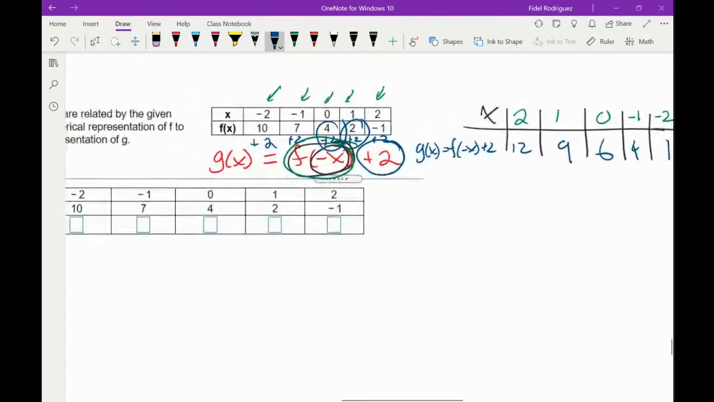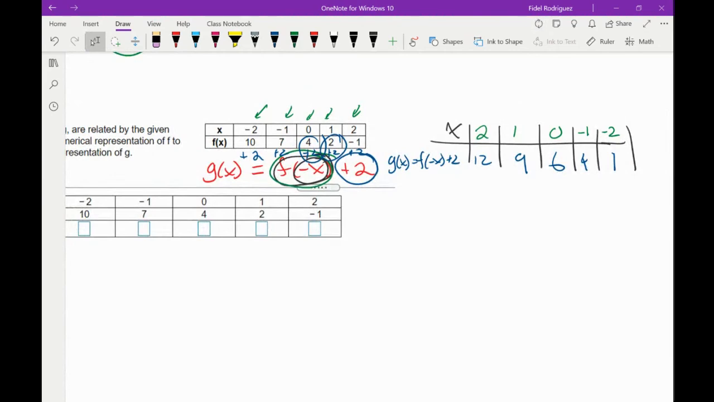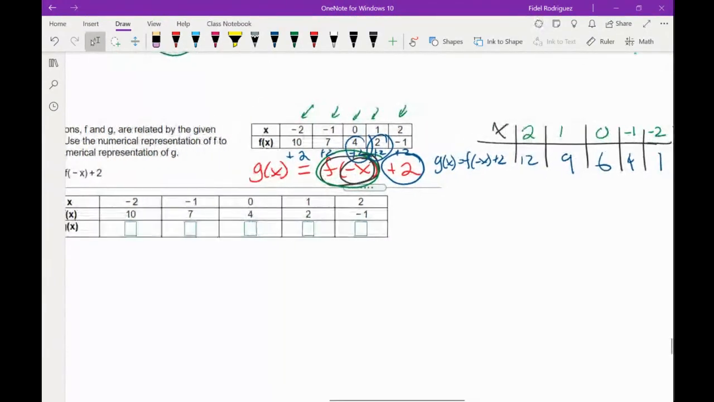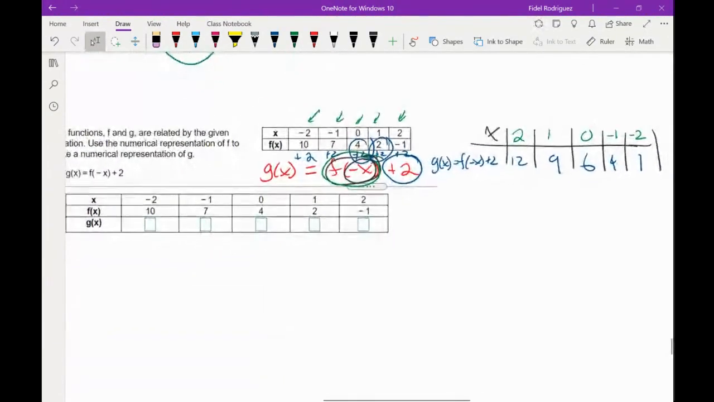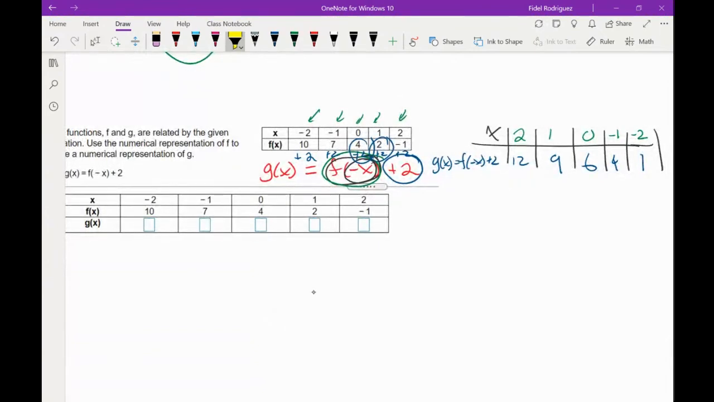Okay, now the reason why I wanted to write my own table is because now when I come back to this table here, I want you to notice something. Look at how my x values look here, and look at how my x values look right there. Do you see that they're different? How these here, the top ones, are positive 2, 1, 0, negative 1, negative 2. But over here, the negative ones are coming in first. Do you see that? Okay, so look, we're going to go slowly.